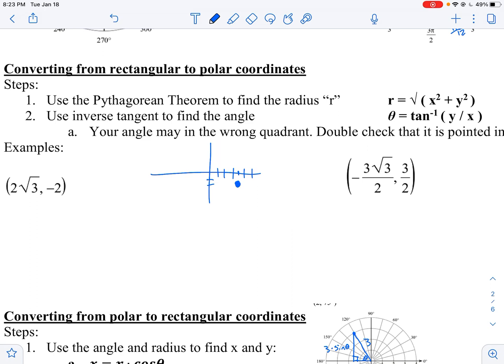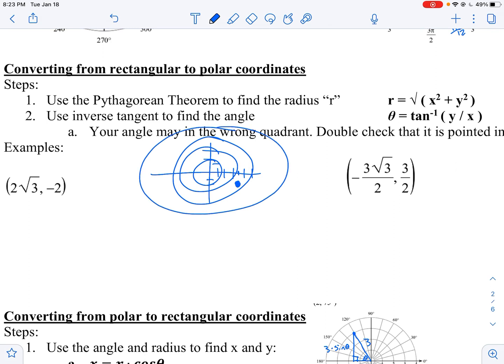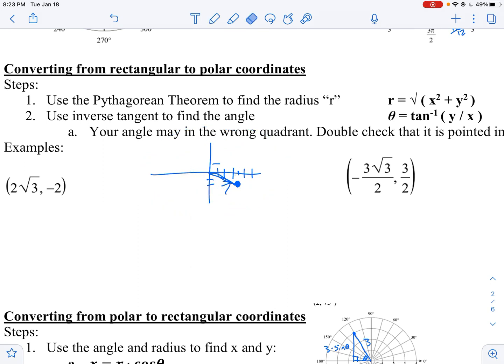You need to convert this to polar coordinates. And remember, polar coordinates is concentric circles, right? So you need to figure out how far out it is and how many degrees around you had to travel. And this thing is a mess. Here, let me kind of do this.